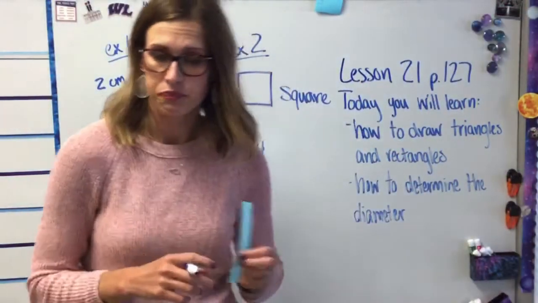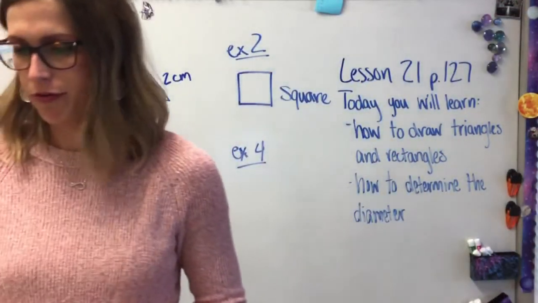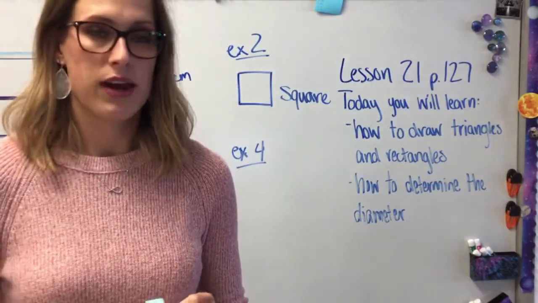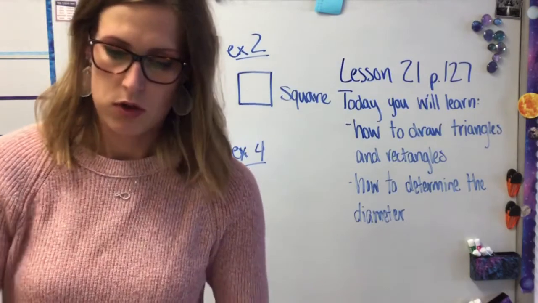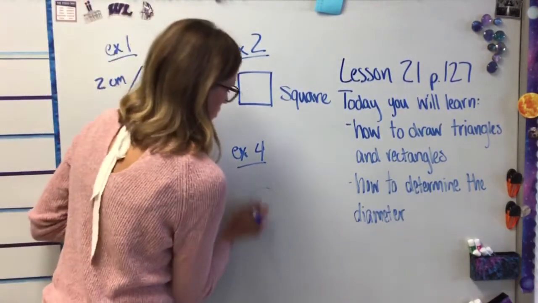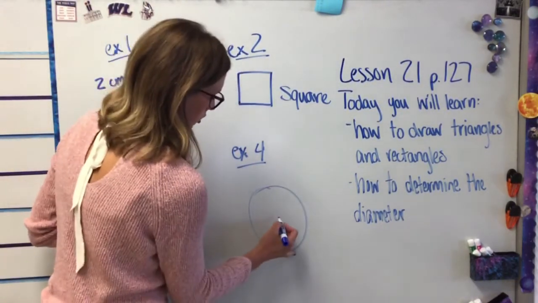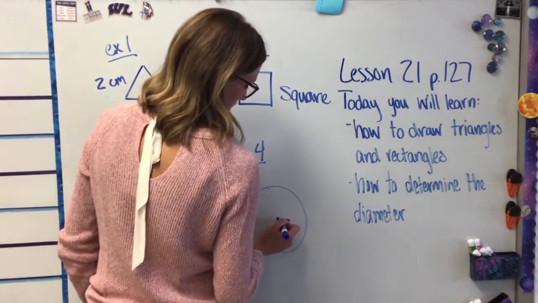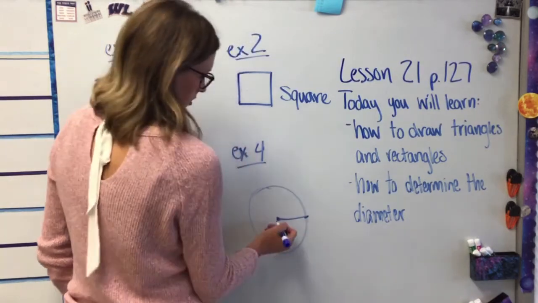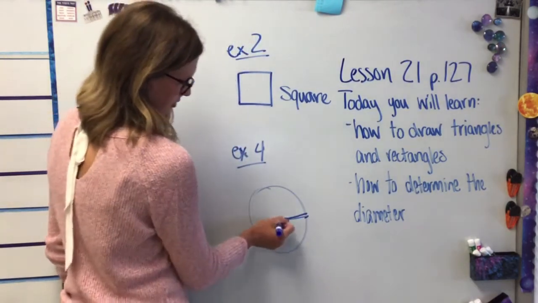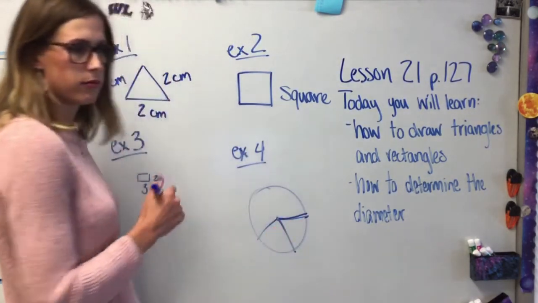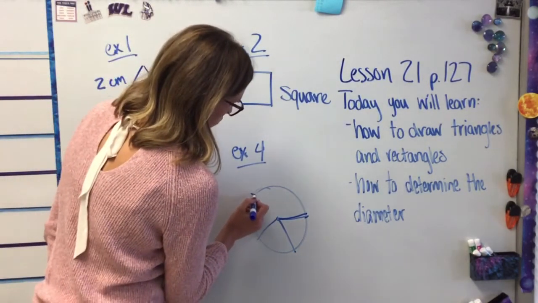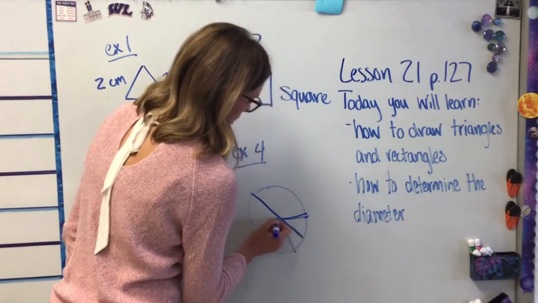Then, for example 4, we're talking all about the radius and diameter of a circle. So, a radius is halfway across. So let's say the center point of your circle is right there. A radius is from the center to the side. Center to the side, that's a radius. That's a radius, this is a radius, this is a radius. Anywhere from the center to the side is a radius. If it goes all the way across through the middle, that's what we call a diameter.